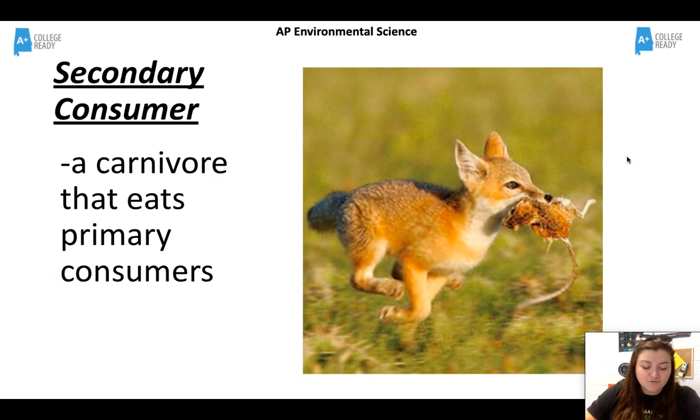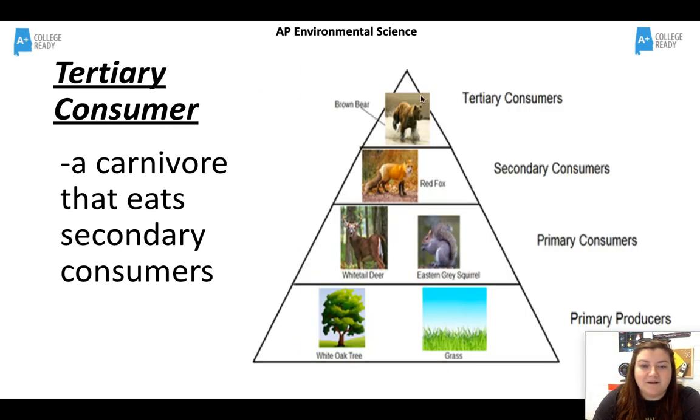So if we're moving on up that ladder, you've got secondary consumers. And secondary consumers are going to be carnivores that eat primary consumers. So we're just going down that list, the way that everybody consumes the other guys. Meanwhile, tertiary consumers are going to be almost completely carnivores that eat secondary consumers. So they're going to be eating things that are generally other predators. So these are the big guns up here.